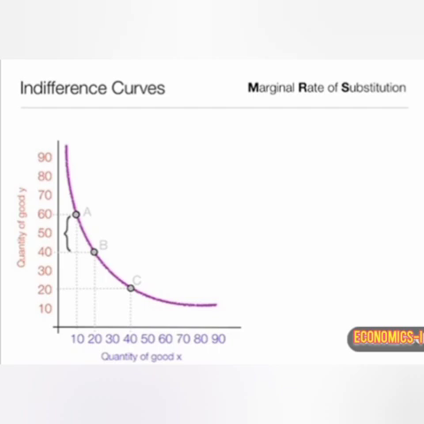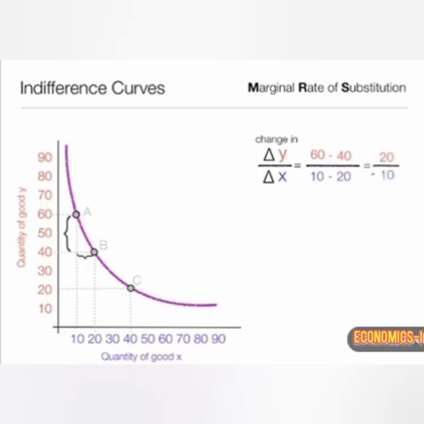Now come to the points A, B and C on marginal rate of substitution. That is, point A to B is equal to change in y divided by change in x. Change in y is 60 to 40, change in x is 10 to 20. This is equal to 20 divided by negative 10, that is equal to 2 divided by negative 1.